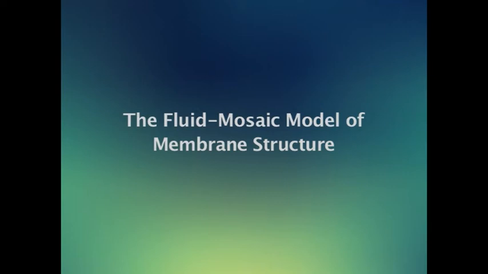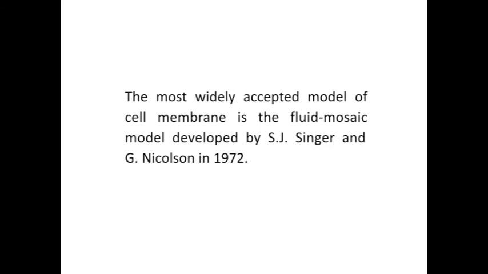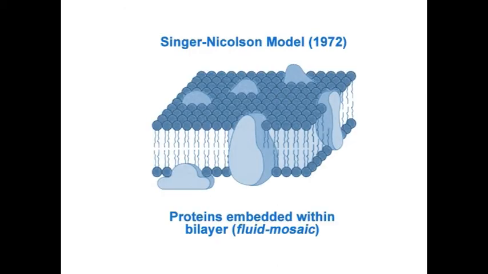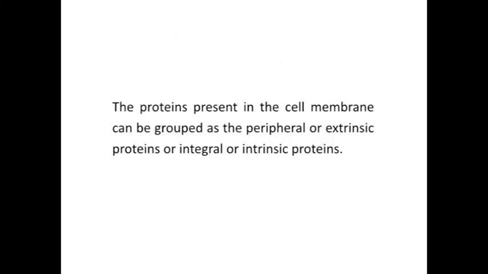Next, we have the fluid mosaic model of membrane structure. The most widely accepted model of cell membrane is the fluid mosaic model developed by S.J. Singer and G. Nicholson in 1972. They proposed that a membrane was flexible bimolecular lipid layer which was interrupted by proteins. The proteins present in the cell membrane can be grouped as the peripheral or extrinsic proteins or integral or intrinsic proteins.